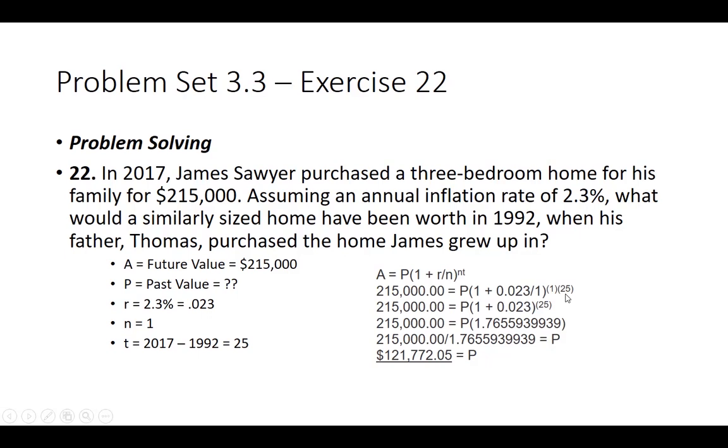Take care of the exponent first. 1 times 25 is 25. Take care of the division next. 0.023 divided by 1 is 0.023. Add 1 to that. Keep it in the calculator. Raise it to the 25th power. Keep that in the calculator as a stored value or write it down. You get this string.